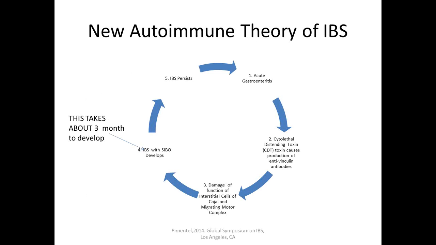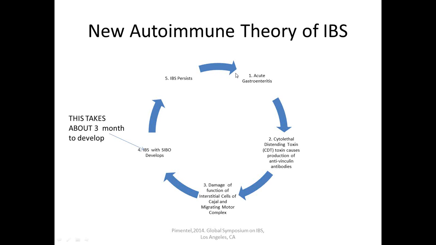So that brings me to this slide here that talks about what is now coming out of Cedars-Sinai Hospital as an autoimmune theory of irritable bowel syndrome. I'm going to walk you through this process. This was talked about this July at the Global IBS Symposium. And now there's evidence to think that IBS is actually an autoimmune process. And here's what was gone through at the seminar.